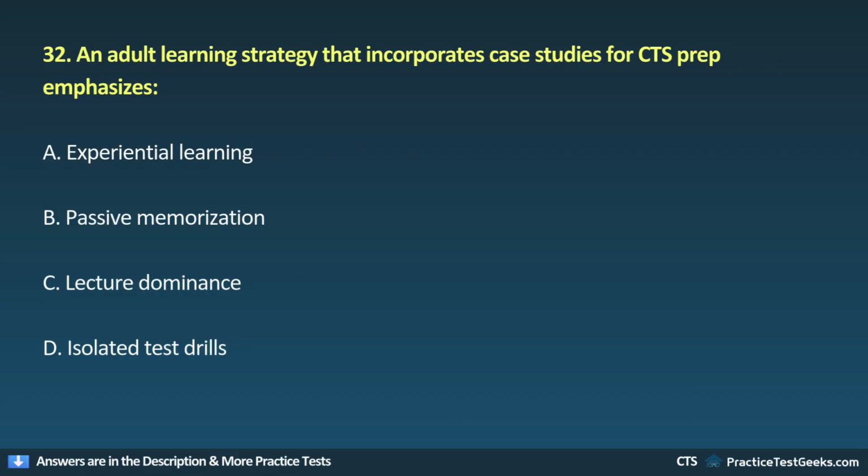32. An adult learning strategy that incorporates case studies for CTS prep emphasizes A. Experiential learning. B. Passive memorization. C. Lecture dominance. D. Isolated test drills.